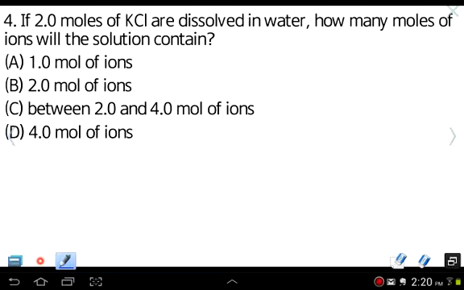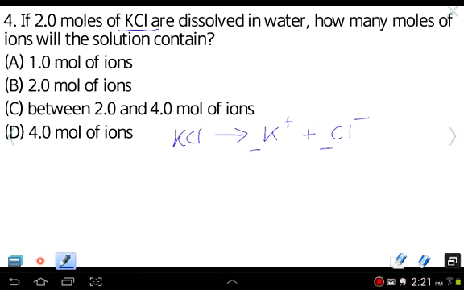Here's a quick question, not much going on here. This is more of a definition type question. Here it says if 2 moles of KCl are dissolved in water, how many moles of ions will the solution contain? Now, every ionic substance, as it dissolves, dissociates or breaks apart, so you can look at how many ions are formed. In this case, because KCl breaks up into 2 ions, you get twice as many ions produced.